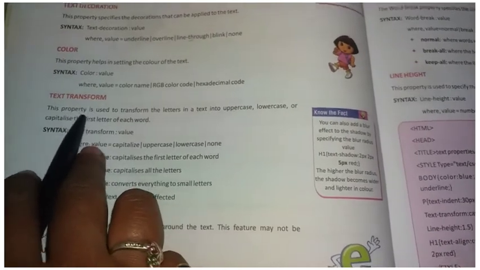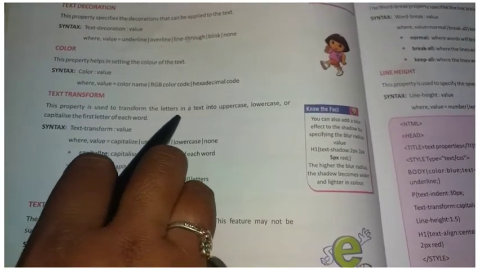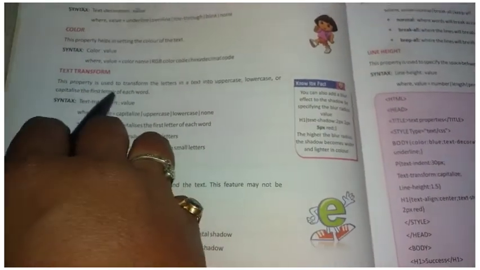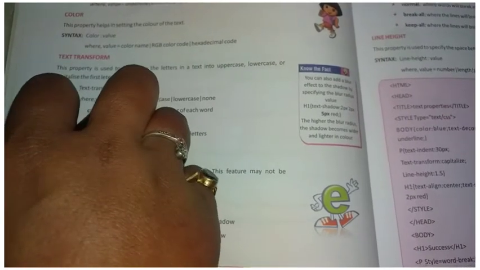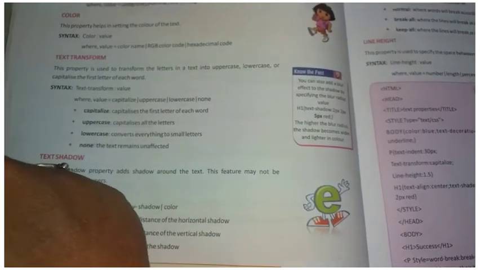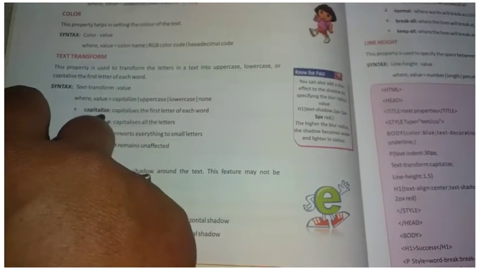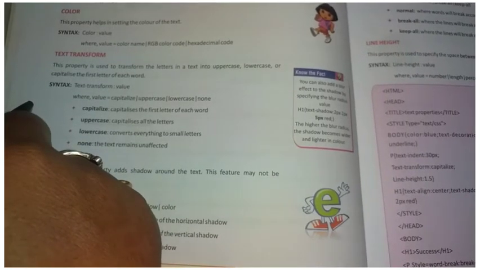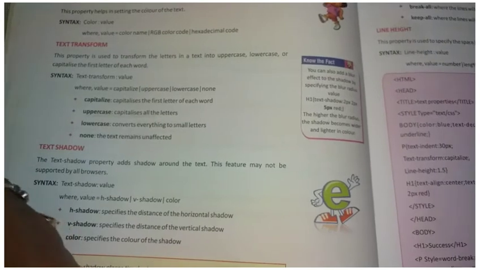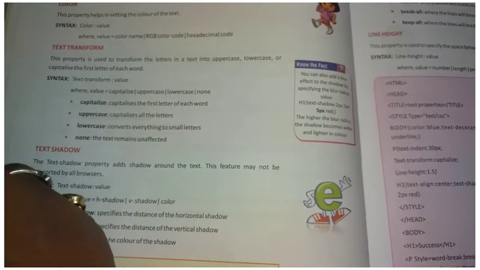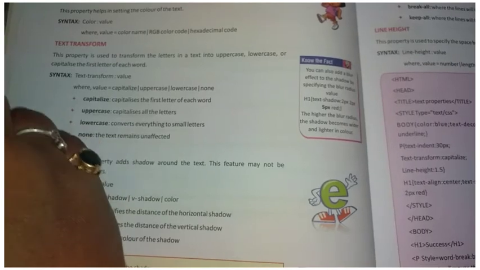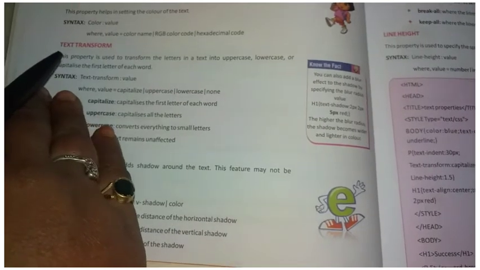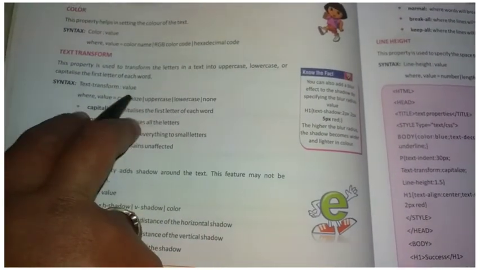Next, text transform. This property is used to transform the letters of the text into uppercase, lowercase, or capitalize the first letter of each word. Like the option in Word, what is that option, children? Spell check? No. What is that option? Change case. In change case, we can change to uppercase or lowercase or toggle case or capitalize each word or capitalize the sentence. So this is the option of change case.